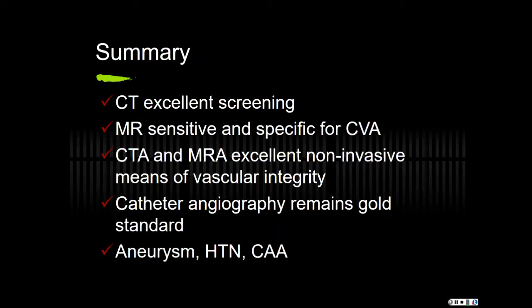Okay, let's bring it all together. CT is an excellent screening tool. MRI is more sensitive and specific for ischemia. CTA and MRI are both excellent non-invasive means of assessing vascular integrity. Catheter angiography remains the gold standard for imaging the cerebral vasculature. For aneurysm, hypertension, and cerebral amyloid angiopathy, think of those as causes for spontaneous intracranial hemorrhage. That's it. Thank you very much.